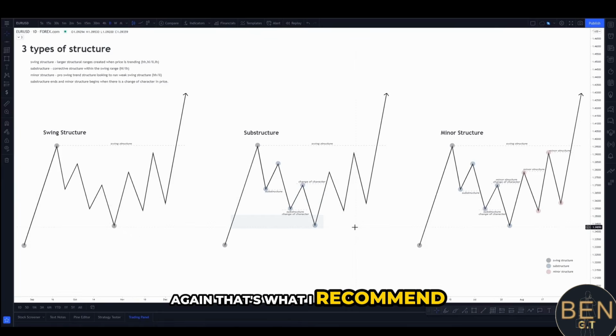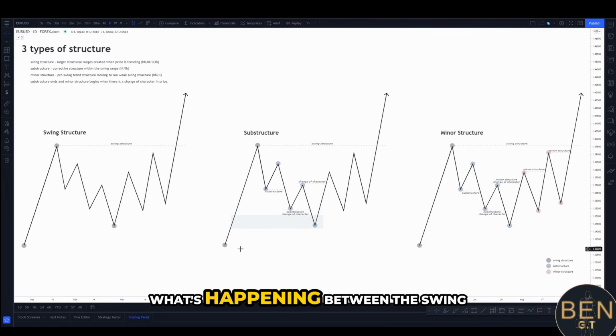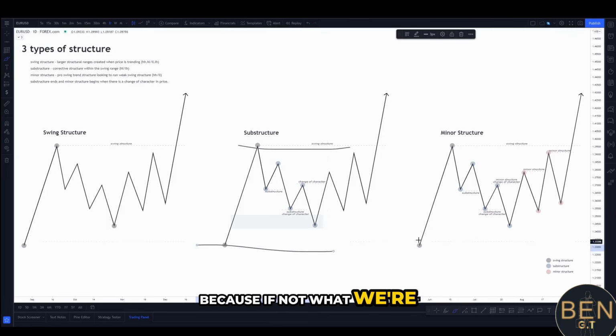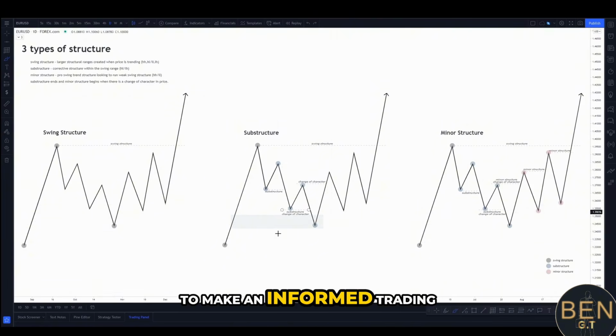But again, that's what I recommend doing, is just mapping out your swing structure, mapping out the substructure, mapping out the minor structure, and just getting comfortable with understanding what's happening between these swing points, this low and this high, when price is seemingly moving in between without breaking structure. Because if not, what we're likely to be doing is just waiting for price to do something, and we're going to be guessing at which demand zones to pick or guessing where price is on a chart to make an informed trading decision.